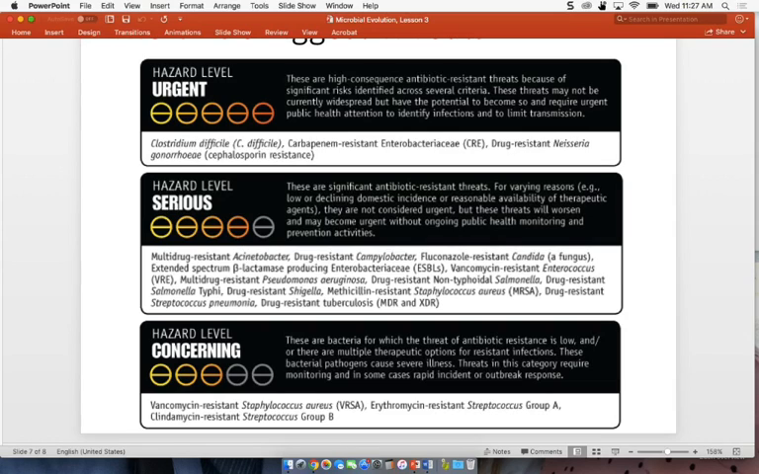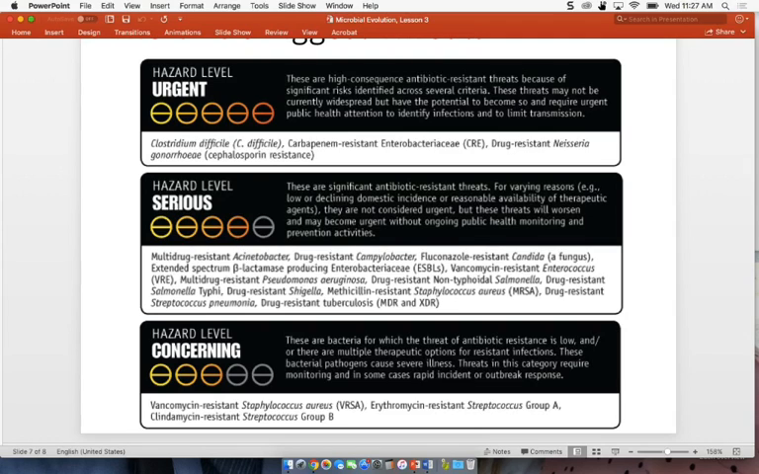Carbapenem-resistant Enterobacteriaceae. Carbapenem is a beta-lactam. Drug-resistant Neisseria gonorrhea, this is cephalosporin resistance. So what you'll see in this list is that the organisms listed here are all ones that are associated with some sort of resistance marker or resistance to an antibiotic. Multi-drug resistant Acinetobacter, drug-resistant Campylobacter, fluconazole-resistant Candida. This is a yeast infection. Okay, so if you know somebody who has had thrush, for example, caused by Candida.